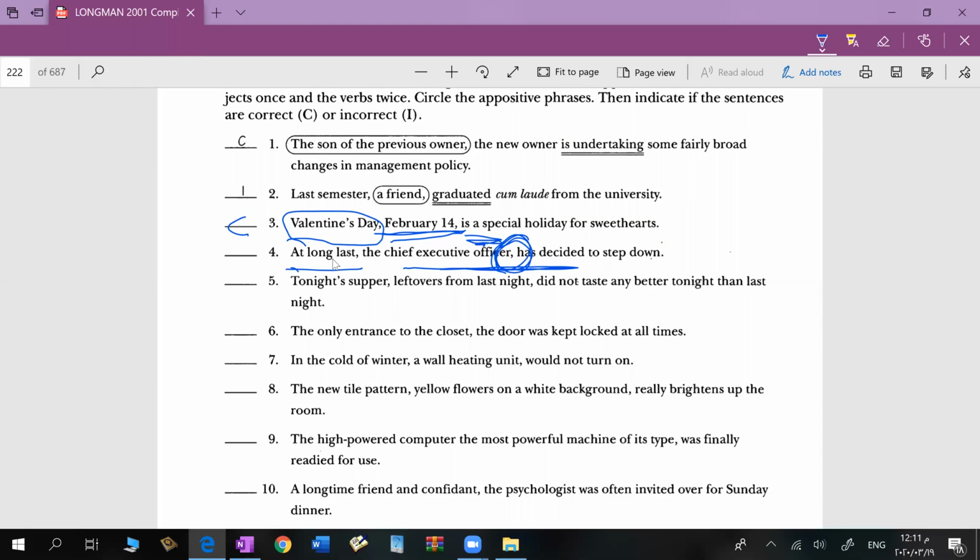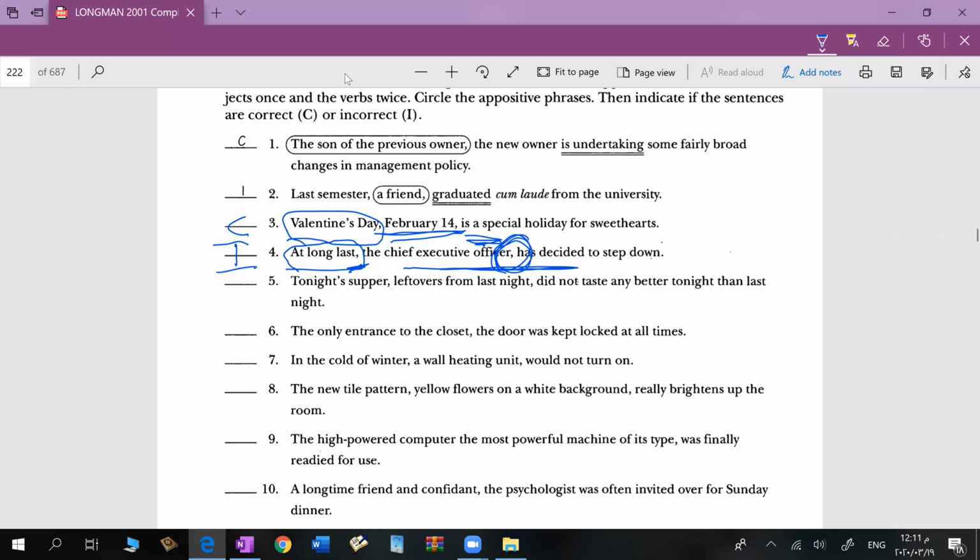Because "at last" is a prepositional phrase and we put a comma after the prepositional phrase, which is correct. "The chief executive officer, comma, has decided." Why do we put a comma here? There is no need for a comma. We do not separate the subject and the verb with a comma, correct? So this sentence is incorrect because of this comma. It's not an appositive. We don't need a comma.